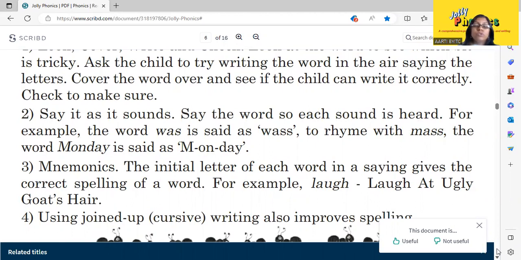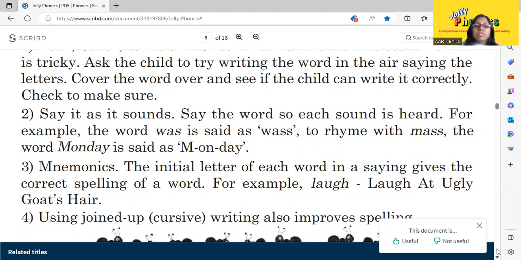Here, what am I supposed to do? There is no letter U here. A sound is there, but what is that? MON is your "mon", and then day, DAY, right? So here we have to take care of the word, because here we are not able to bifurcate each and every letter sound.